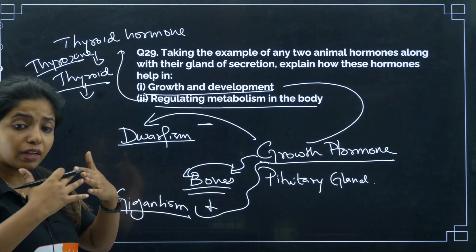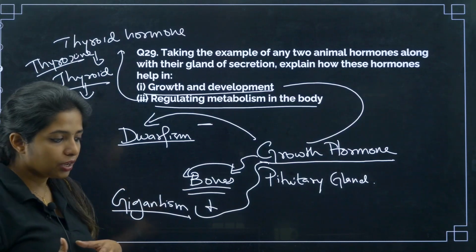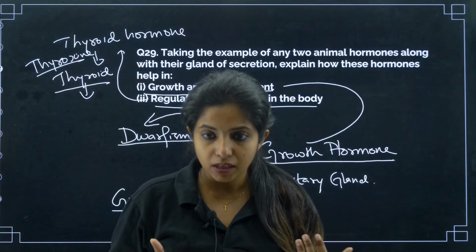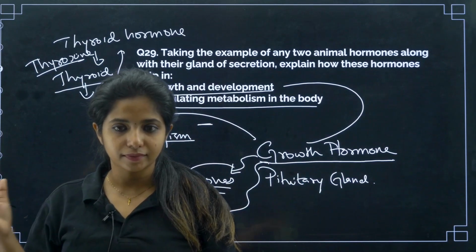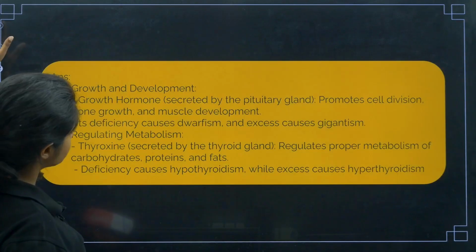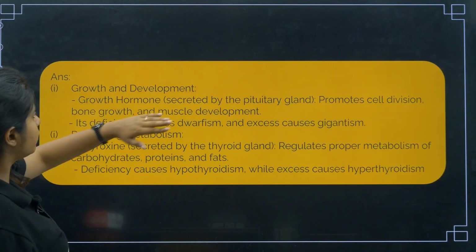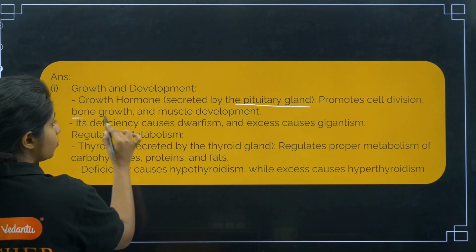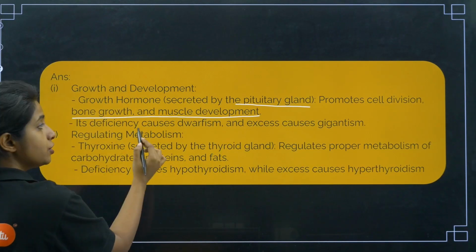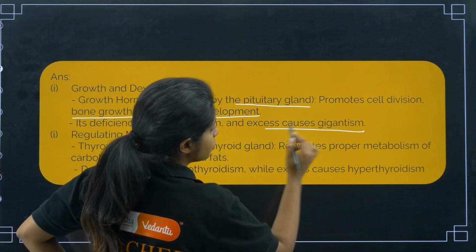Okay, now if you are deficient in the hormone, you call it hypothyroidism. If you have more, you call it hyperthyroidism. Cool. How do you frame the answer? You can frame the answer like this. Growth and development: growth hormone secreted by the pituitary gland promotes cell division, bone growth and muscle development. Deficiency causes dwarfism and excess causes gigantism.